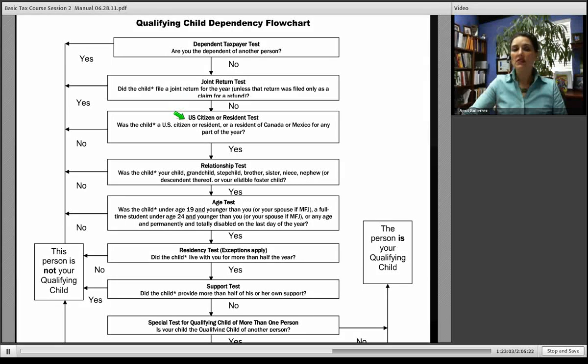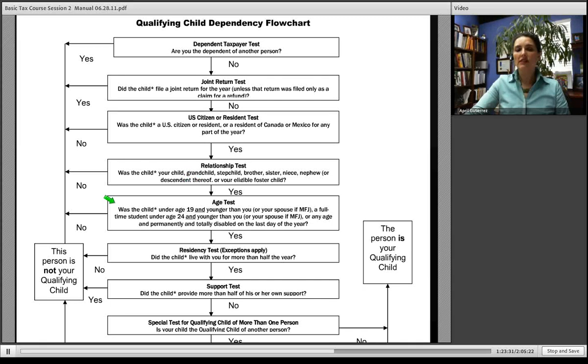And if it is, you move on to the next test, which is the U.S. citizen or resident test. Was this child a U.S. citizen or a resident of Canada or Mexico for any part of the year? The answer must be yes. If it is, you move on to the relationship test. Was your child, grandchild, stepchild, brother, sister, niece, nephew, or a descendant thereof, or your eligible foster child? The answer must be yes, and if it is, you move on to the age test.